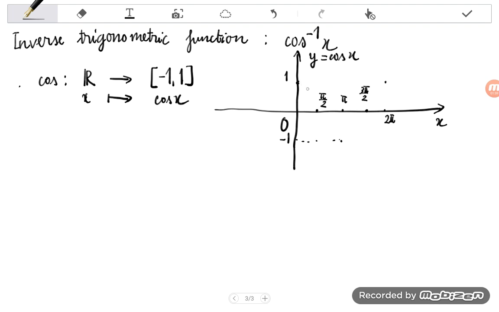Of course, this is not the whole graph of the cosine function. To have the graph of the cosine function, you just copy this part of the curve and then use translation to change its place. And then we have the complete graph.